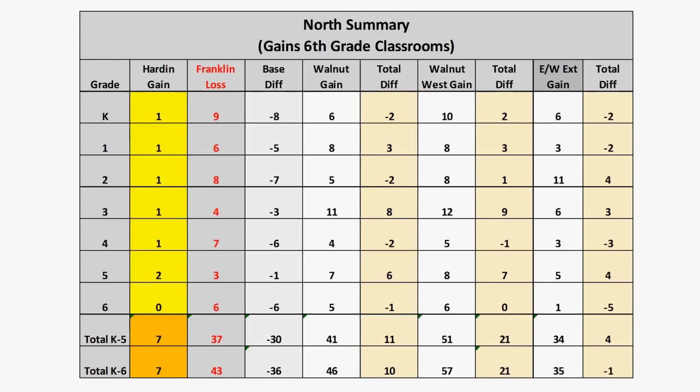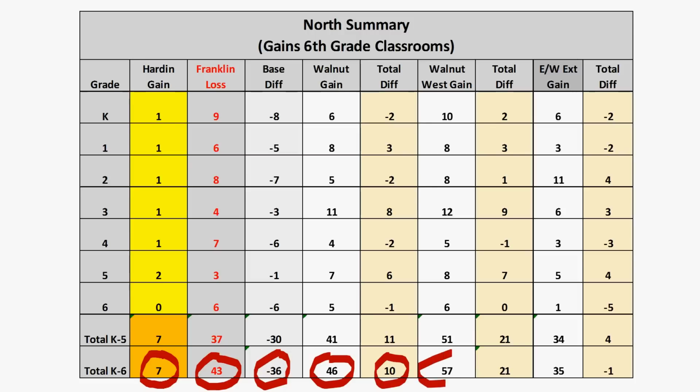Here are the numbers for the North gain summary. Since we are sending those 7 students at Prairie Knolls to North, we subtract out the 43 students lost to the elimination of the Franklin Choice Program. The net differential for North is -36 students. Gaining the 46 students from the Walnut option will have a net gain of 10 students. Gaining 57 students from the Walnut West option will have a net gain of 21 students. And gaining 35 students from the East-West extended option will have a net loss of 1 student.